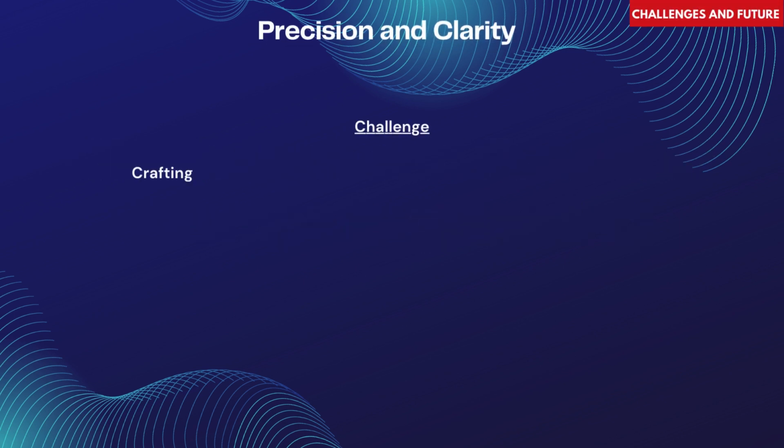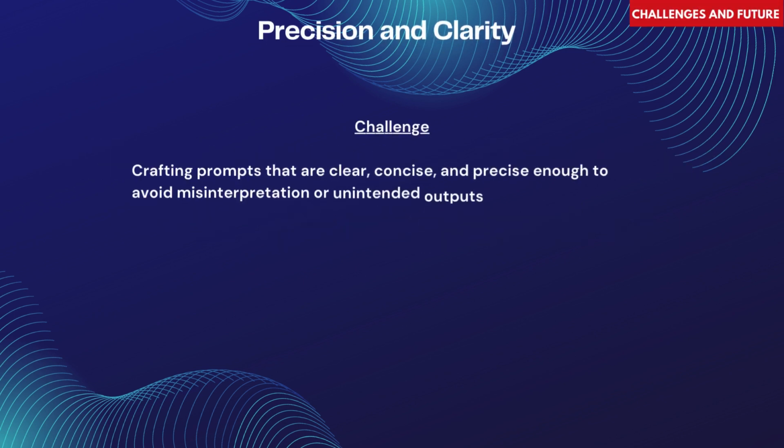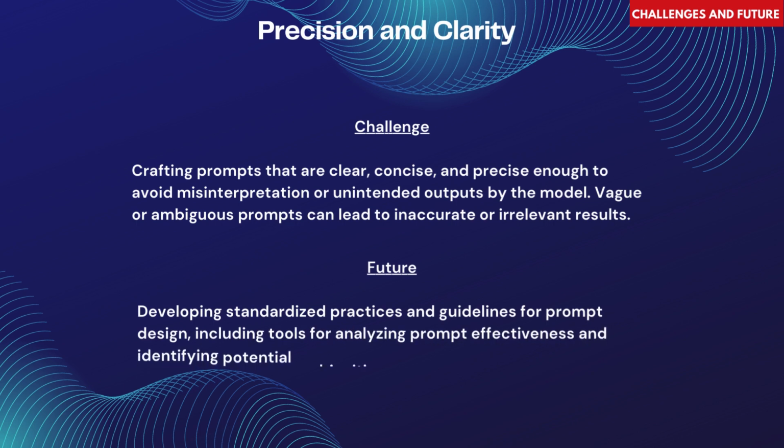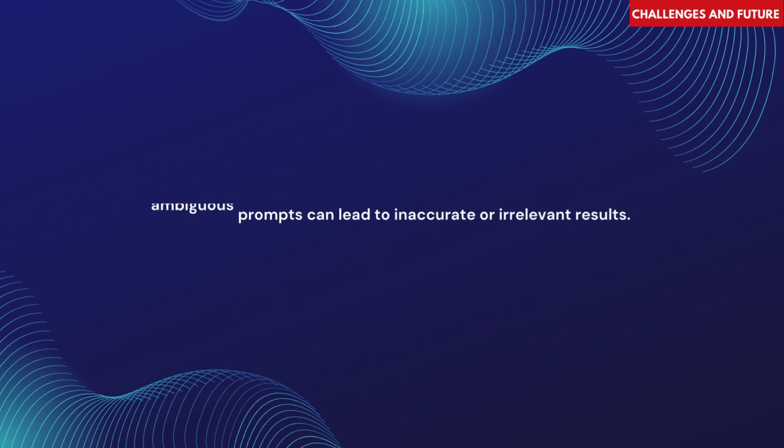1. Precision and clarity. Challenge: crafting prompts that are clear, concise, and precise enough to avoid misinterpretation or unintended outputs by the model. Vague or ambiguous prompts can lead to inaccurate or irrelevant results. Future: developing standardized practices and guidelines for prompt design, including tools for analyzing prompt effectiveness and identifying potential ambiguities.